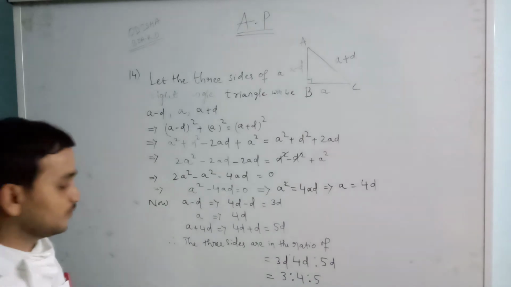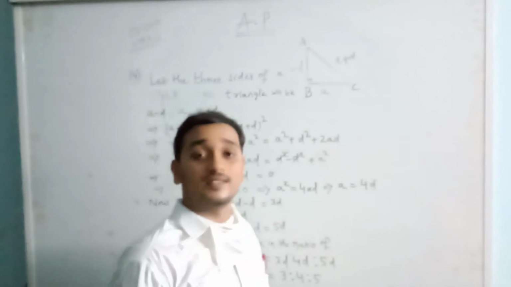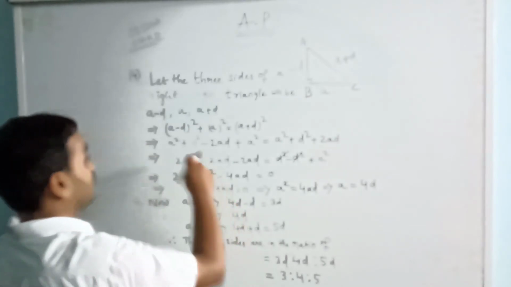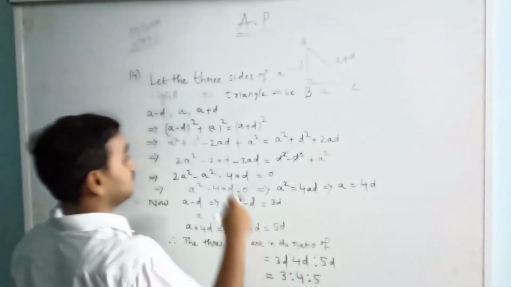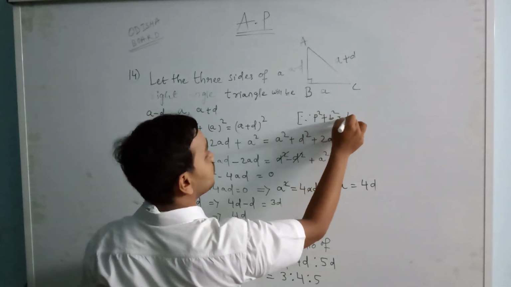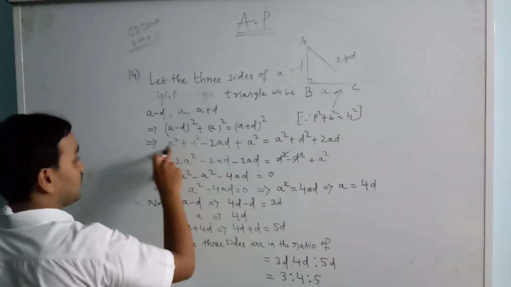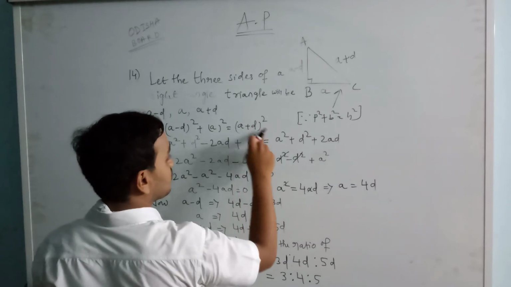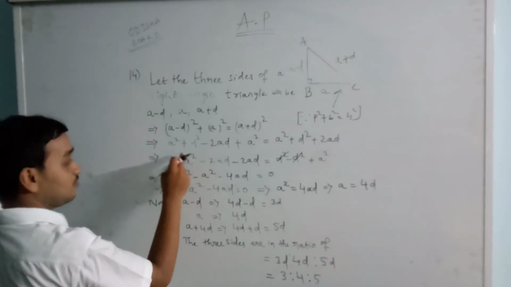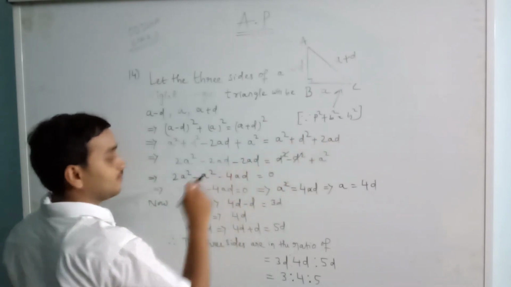Okay, let's prove. See, first we will take three numbers in series, because there are three numbers, which means an odd series, so the numbers will be a minus d, a, a plus d. Now apply the Pythagoras theorem: p square plus b square is equal to h square. So (a minus d) square, a square, (a plus d) square. a square plus d square plus 2ad. Now 2a square minus 2ad plus 2ad minus 2ad.